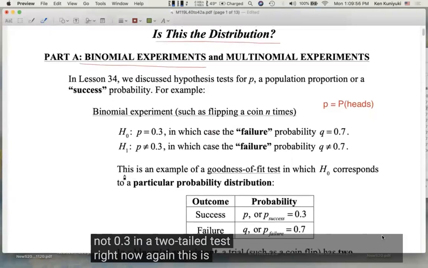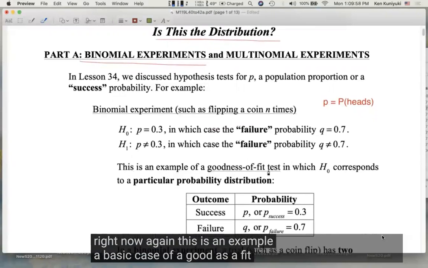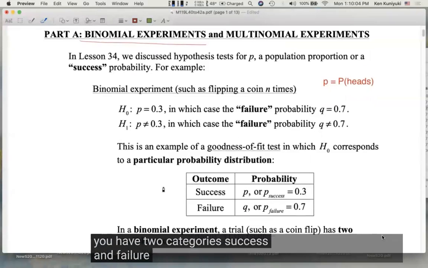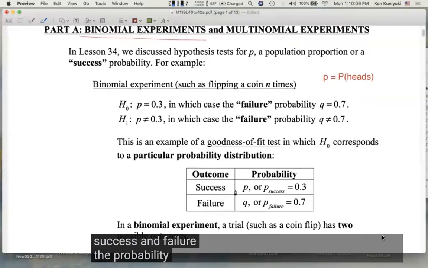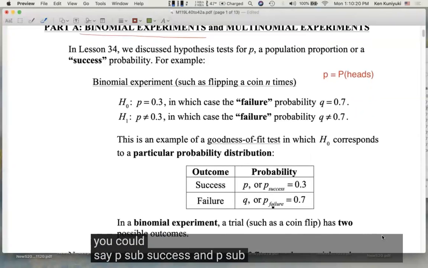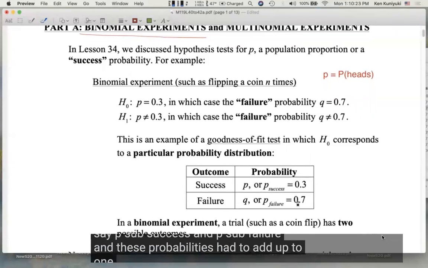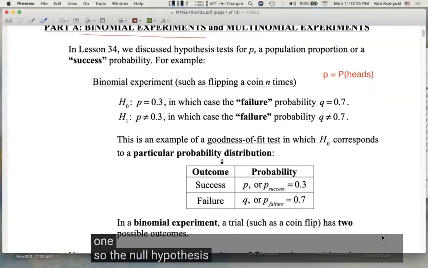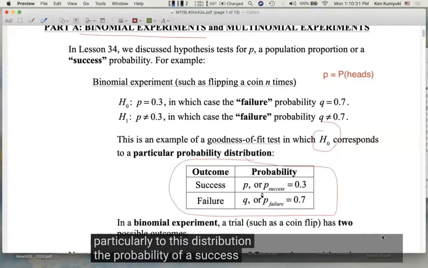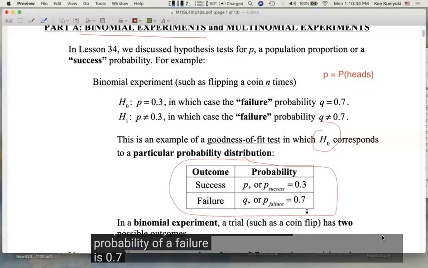Now, again, this is a basic case of a goodness of fit test, where you have two categories, success and failure. Two possible outcomes. The probability of a success is P, the probability of a failure is Q. Or you could use different notation: P sub success and P sub failure. These probabilities add up to 1. So the null hypothesis would correspond particularly to this distribution. The probability of a success is 0.3, the probability of a failure is 0.7.